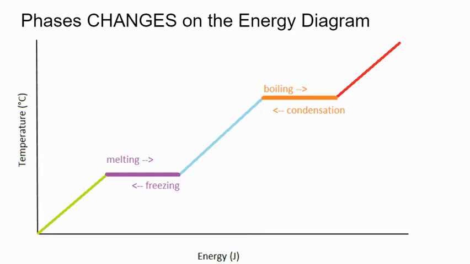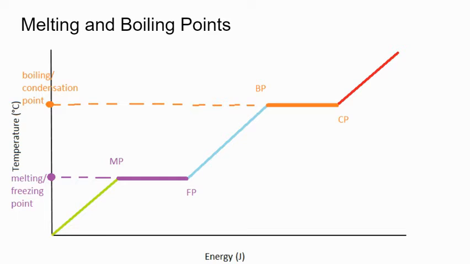So melting and freezing happen on the same plateau. Boiling and condensation happen on the same plateau. Again, it depends on whether you're adding or removing energy from the system. And then, of course, the corresponding melting and freezing points and boiling and condensation points. And you'll also remember that when you're going through a phase change, while energy increases or decreases, depending on whether you are melting or freezing or boiling, condensing, the temperature remains constant while you're experiencing that phase change.